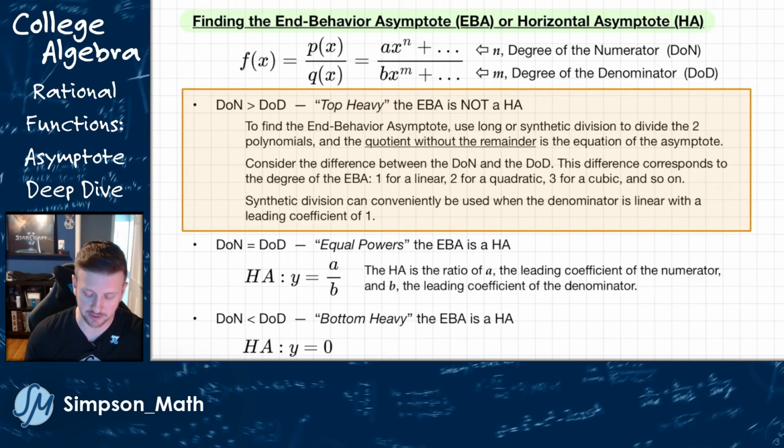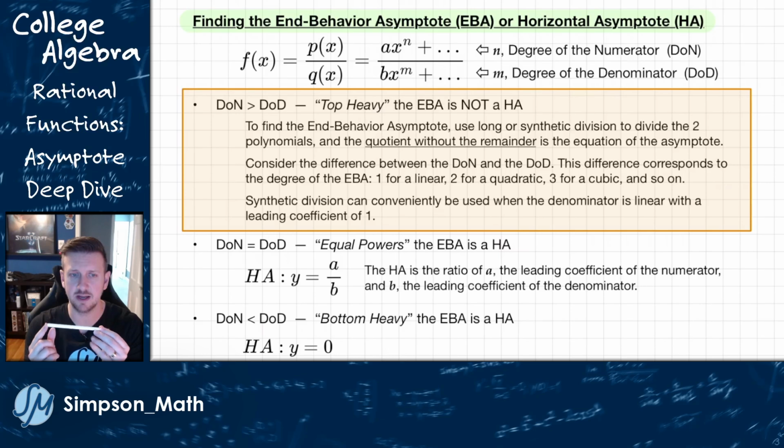There's a little bit of a vocabulary note. When the rational function is top heavy, meaning the degree of the numerator is bigger than the degree of the denominator, then I'm going to refer to it as just an end-behavior asymptote because the asymptote is no longer a horizontal line. Equal powers and bottom heavy, they are specifically a horizontal line. But if it's top heavy, it could be a linear function, meaning we have an x variable, so the line is diagonal of sorts. Or it could be quadratic or cubic or something else.